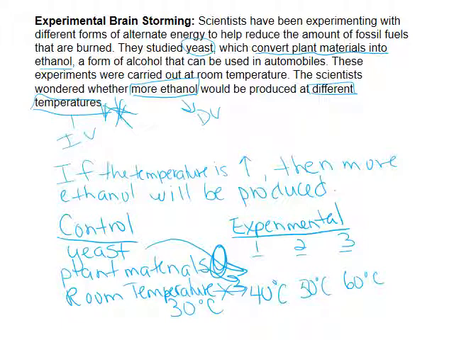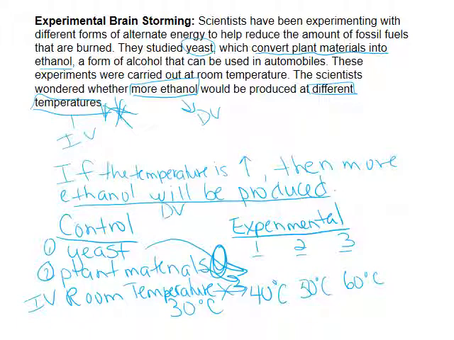Okay, so I know at least 2 constants, yeast and plant materials. I know that the thing that I'm changing, the one difference between my control group and my experimental group, seems to be temperature. So this is my IV. And I'm going to go back to my dependent variable for my DV. In my hypothesis, that's going to be the ethanol produced.